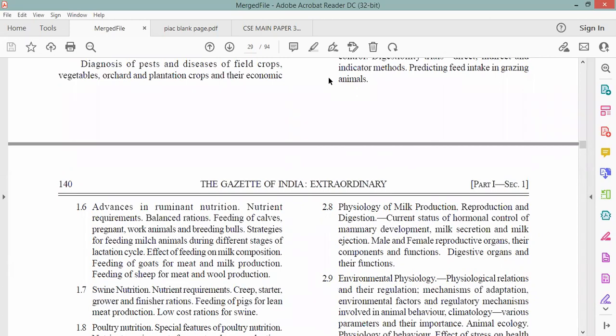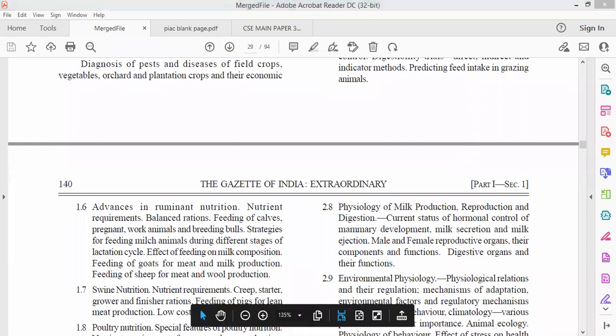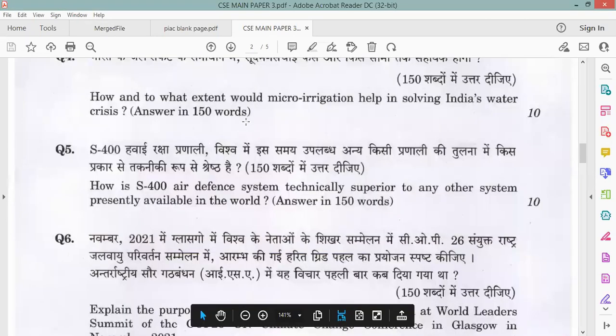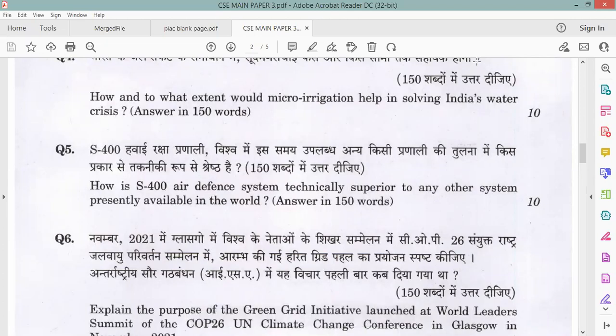Just to make you familiar with how the questions are being asked, I have downloaded one recent question paper, the 2021 mains. Okay, so I have 2 to 3 questions just to show how the questions in these topics come. Okay, so see here, if you see, display the question paper.